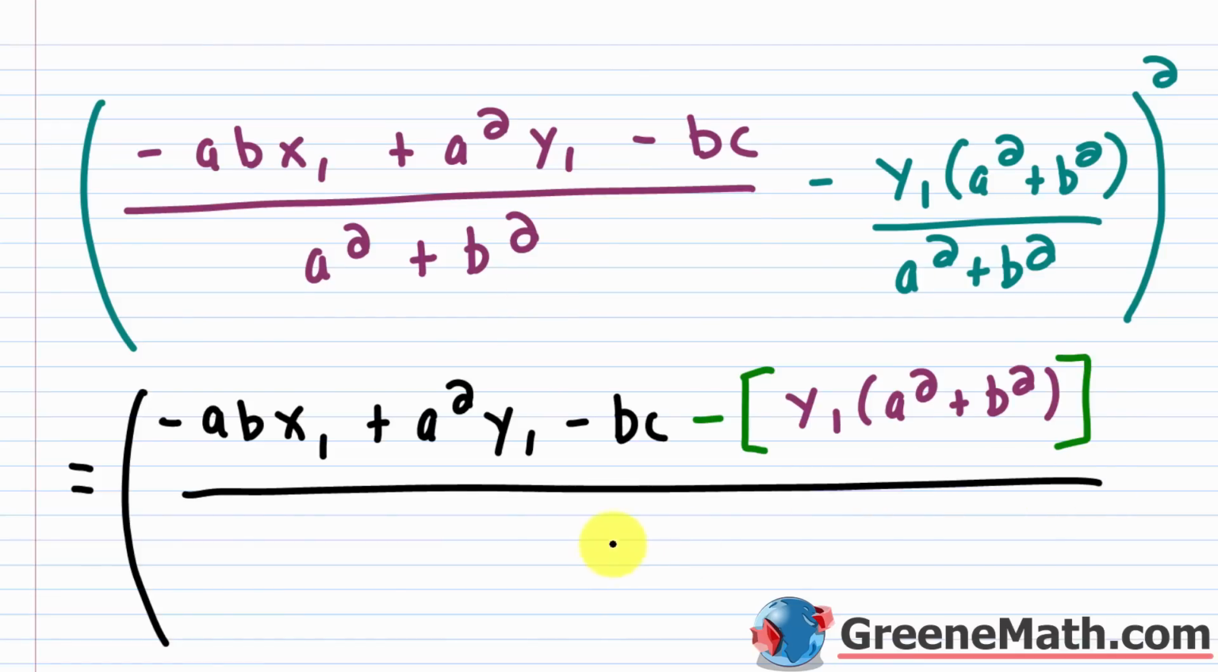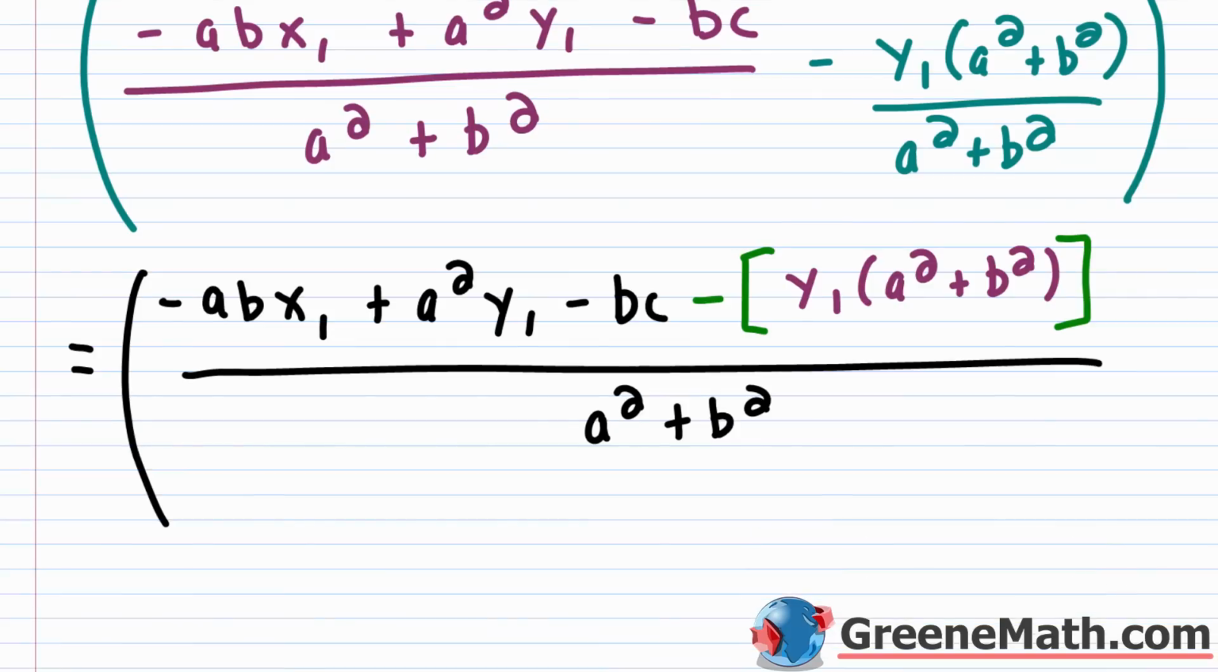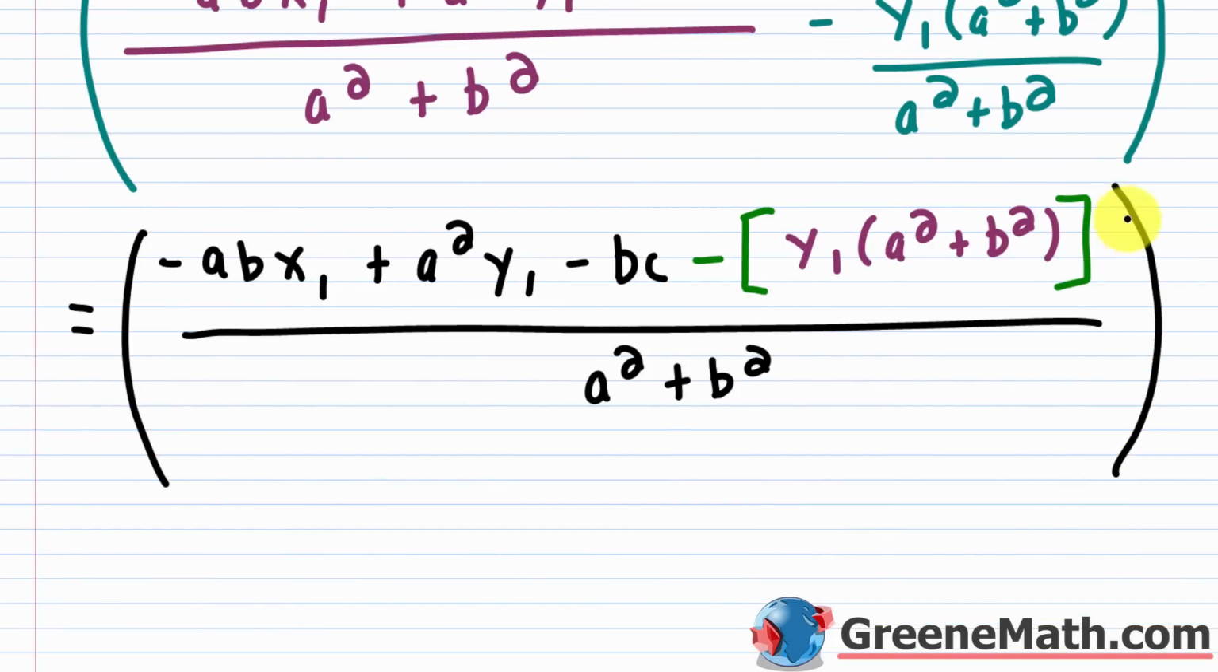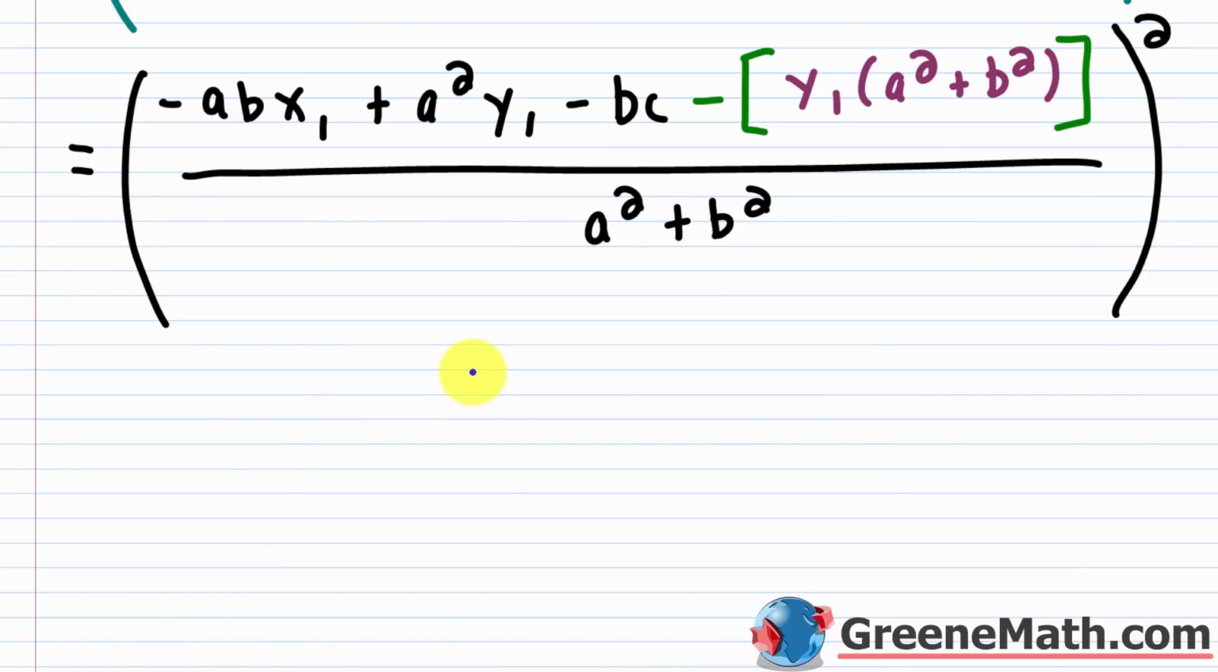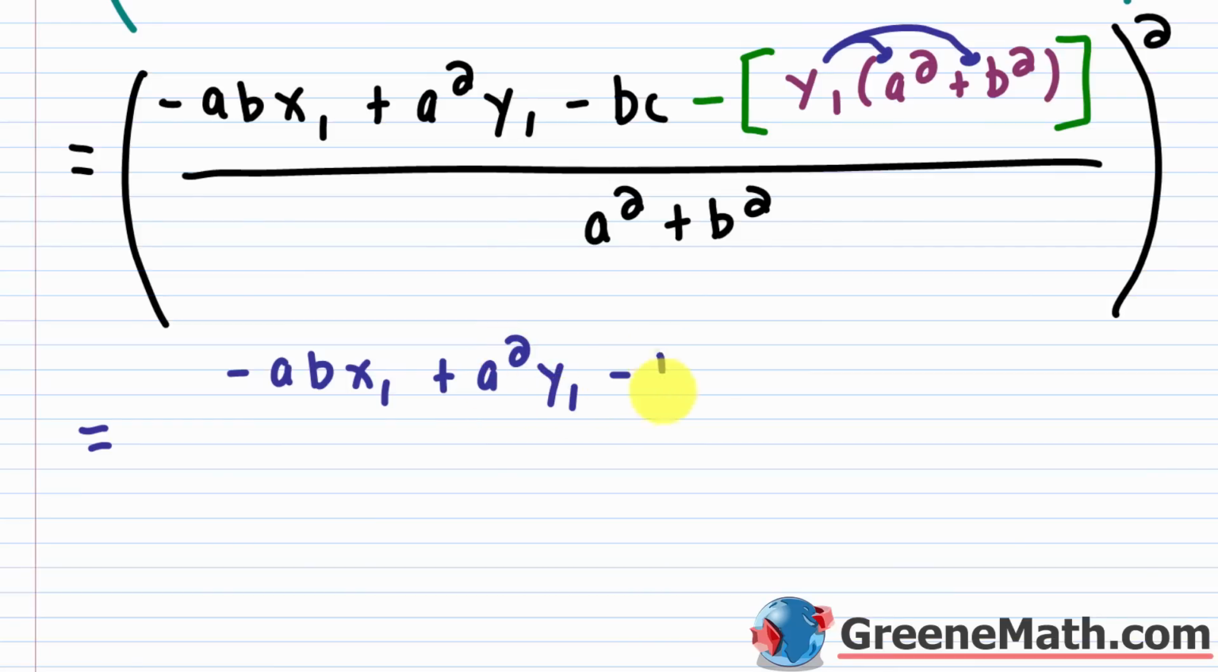So I can just write this over the common denominator, a squared plus b squared. Okay, let me slide down a little bit. Let's close this down here and say this is squared. All right, at this point, you would want to distribute this into each guy inside of the parentheses. So let's say this equals negative abx sub 1 plus a squared y sub 1 minus bc. And then for this guy, you have this minus in front of these brackets. This right here is going to be a squared y sub 1 and then plus b squared y sub 1.